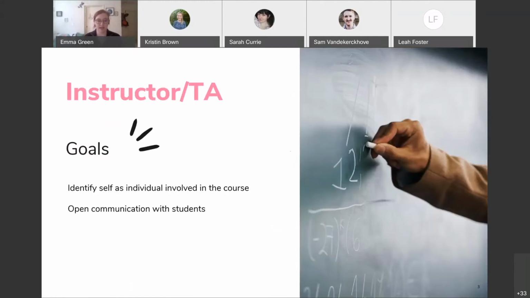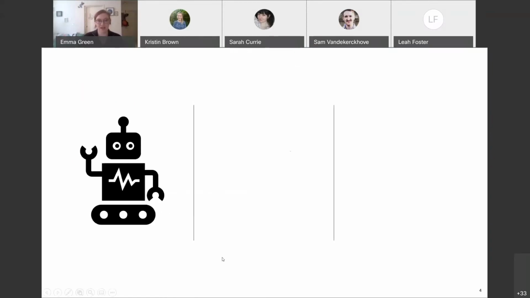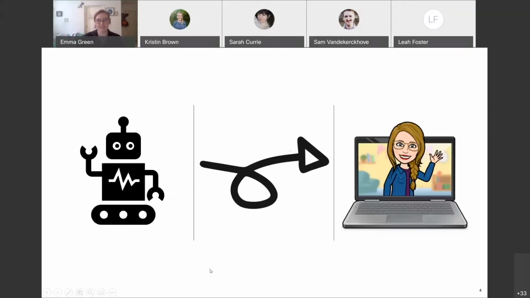The big goals that I always identify when I'm coming at this as an instructor or a TA is that I want to identify myself as an individual involved in the course, and I want to open up communication with students. My biggest thing is that I always want to remind students that I'm not just a robot behind the computer. I'm not just a person that uploads videos and slides and then disappears. I want to remind students that it's actually me behind the computer, hoping that they enjoy the coursework and the materials that we're sharing and to help their learning experience, because the topics that I engage with are ones that I'm very passionate about. And so I want to make sure that students know this.